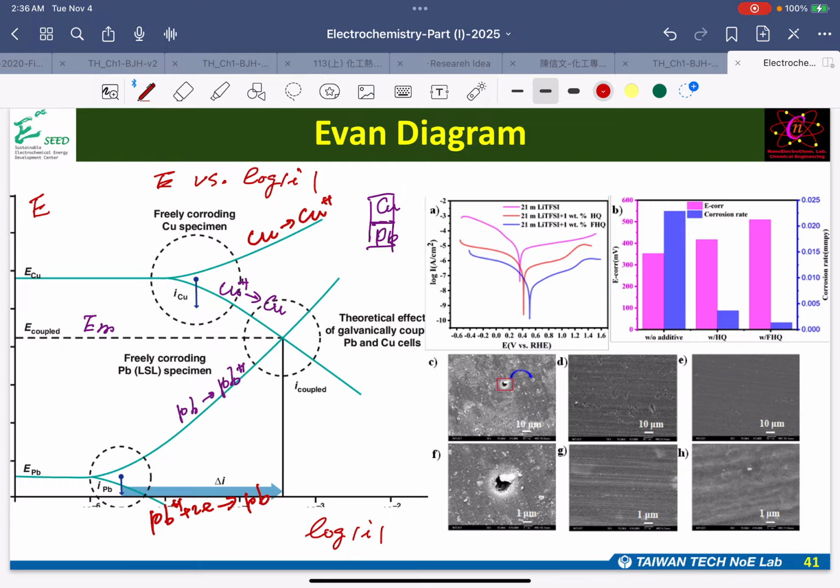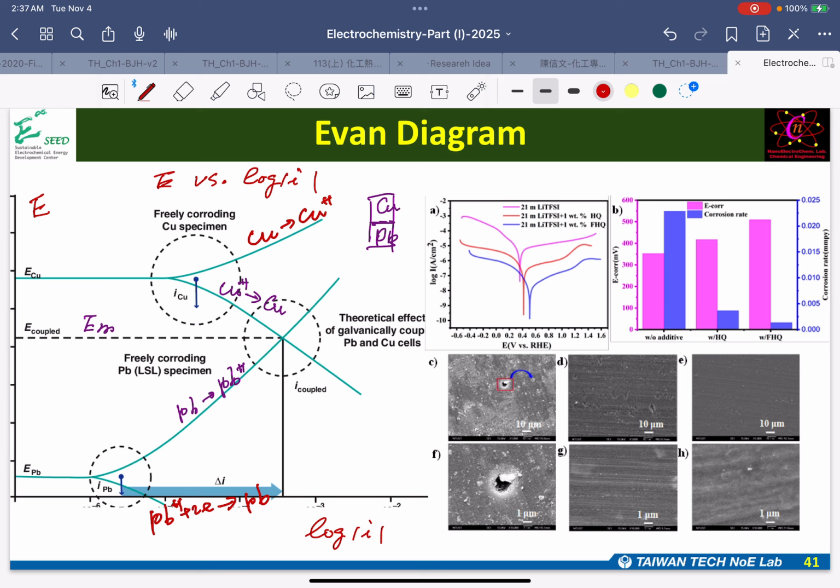So in the natural environment, if you have copper and lead, last time we mentioned the copper equilibrium potential is higher than the lead equilibrium potential. So electrons will go from the low potential to the higher potential. So in that case, the copper ion will be reduced.